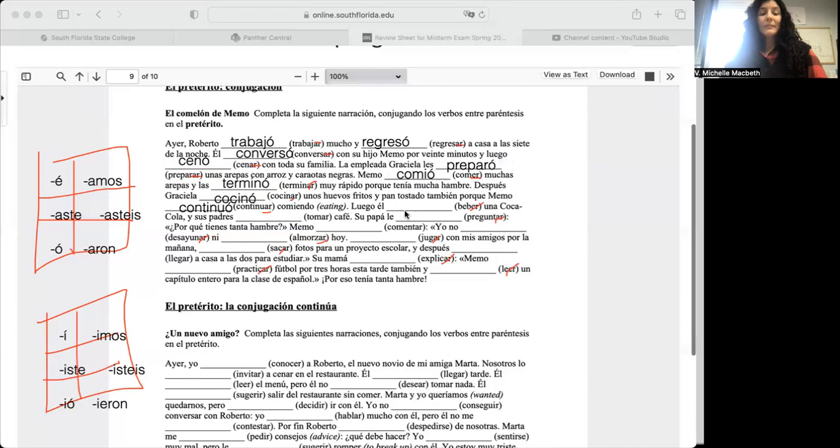Porque Memo continuó, no? So here's the root, beb, and the subject is él, so it's an ER verb though, so we have to do bebió, no? Una Coca-Cola. And then we have tomar, so the root is tom, and it's sus padres, that's the subject. So what is it going to be? It's going to be Aron, no? Su papá le, and then pregunt is the root, so it's su papá, so it's preguntó, right? Ni, this one has a almorzó, no?